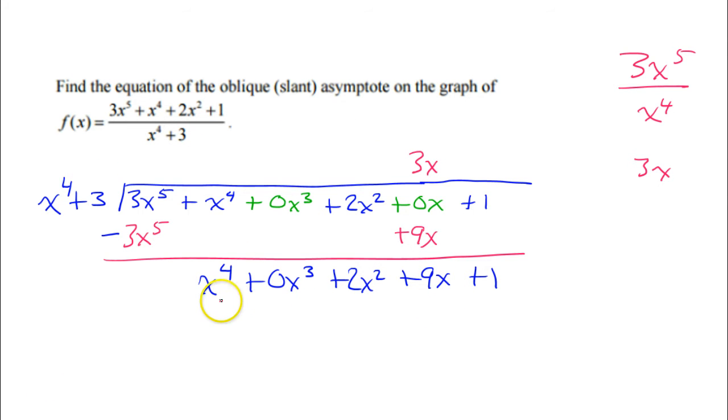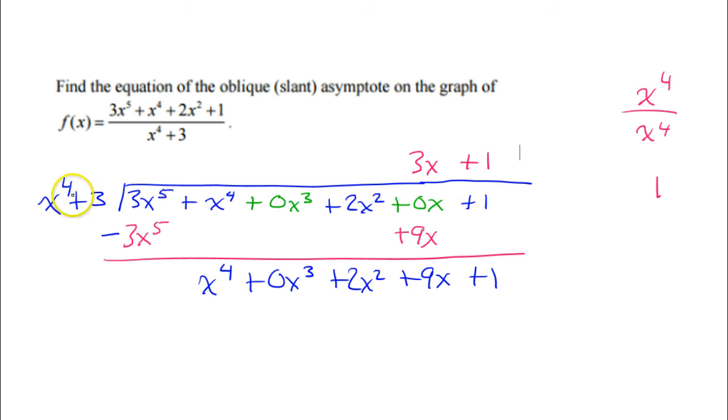Now it's time to start over again. See how these have the same degree? I'm going to keep going until this degree is less. So it's time to take this and divide by this. That obviously makes 1. So that's what I'm going to put up here, a 1. Now that's the constant, so that's definitely the end.